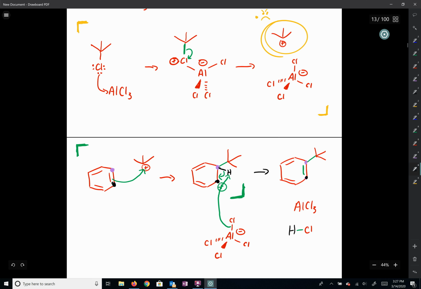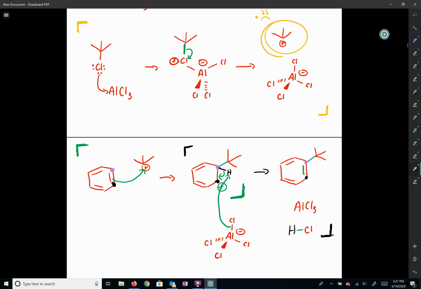And so this step here is the reforming of the aromatic ring, right? So the step in black there. That's it, right? There's not a big mystery to this. That's how this mechanism works.